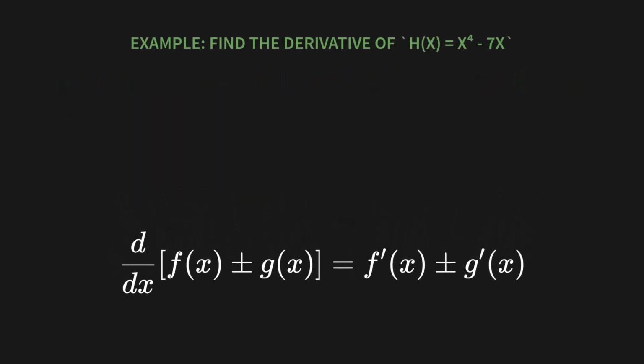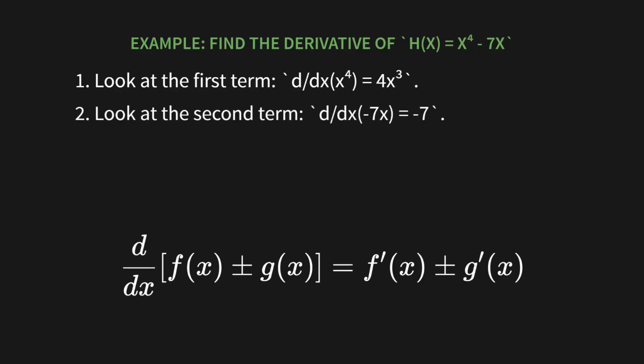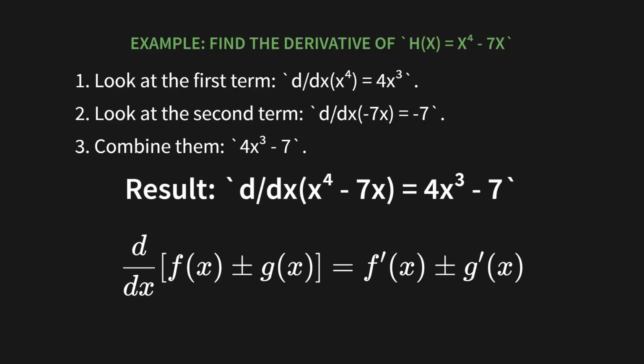For example, let's find the derivative of h of x equals x to the fourth minus 7x. First, just look at the first term. The derivative of x to the fourth power is 4x cubed. Now look at the second term. The derivative of negative 7x is just negative 7. Now combine them. 4x cubed minus 7. That's our answer. We just took it piece by piece.